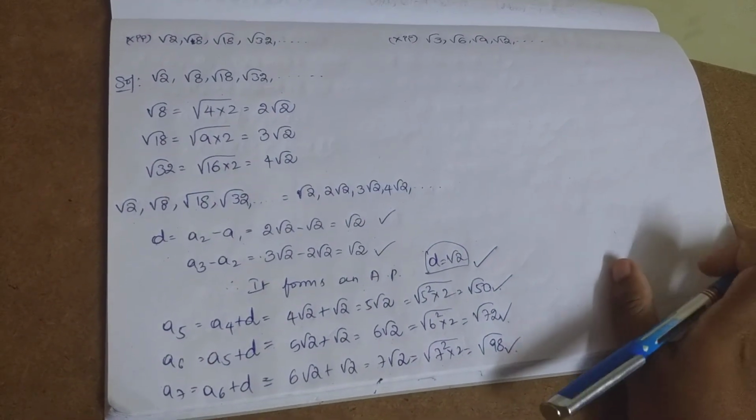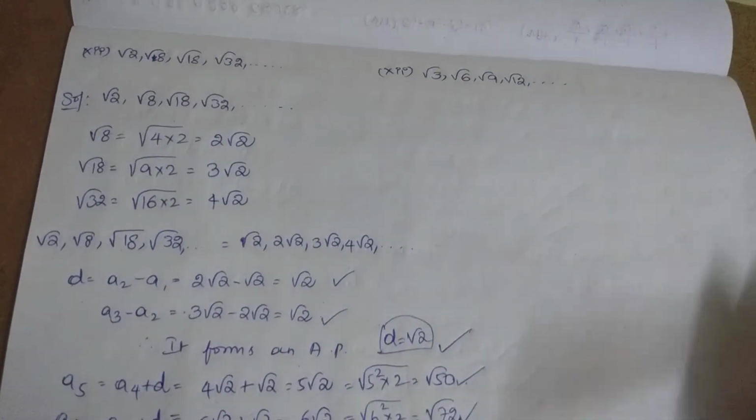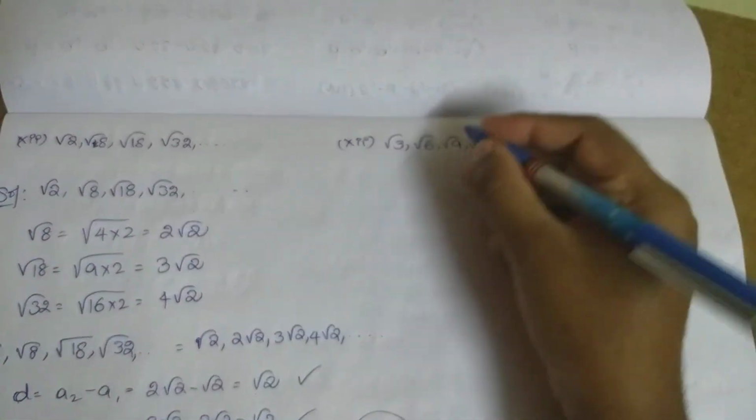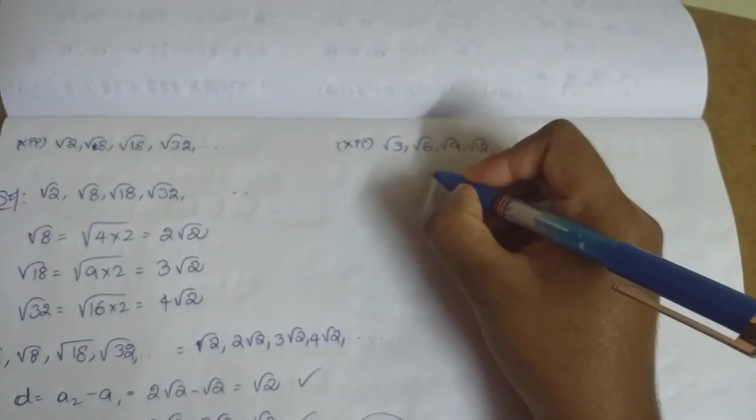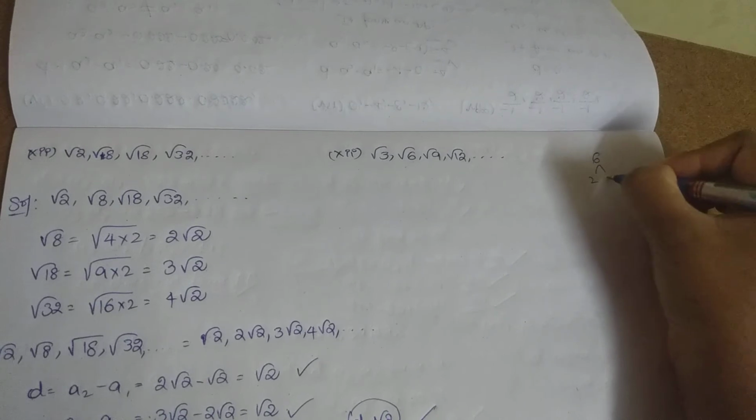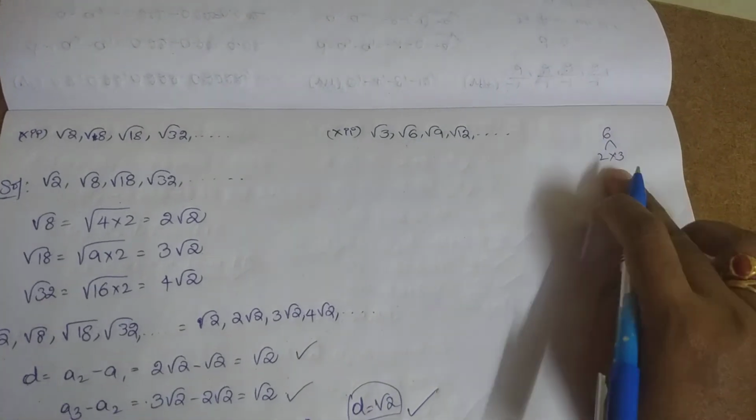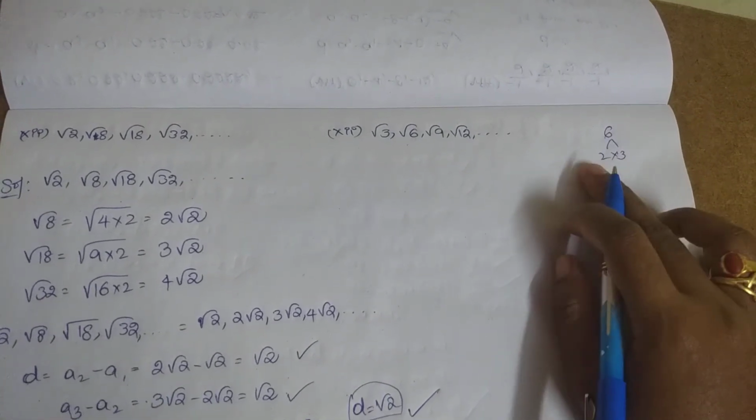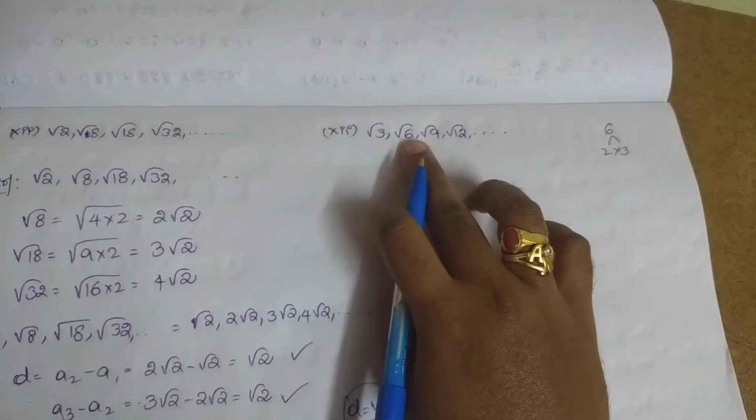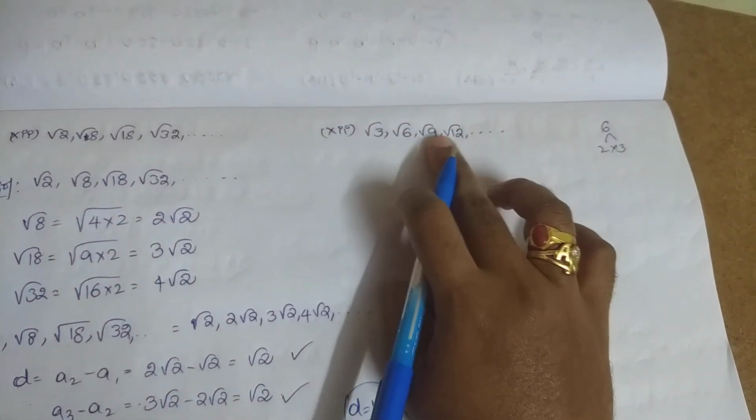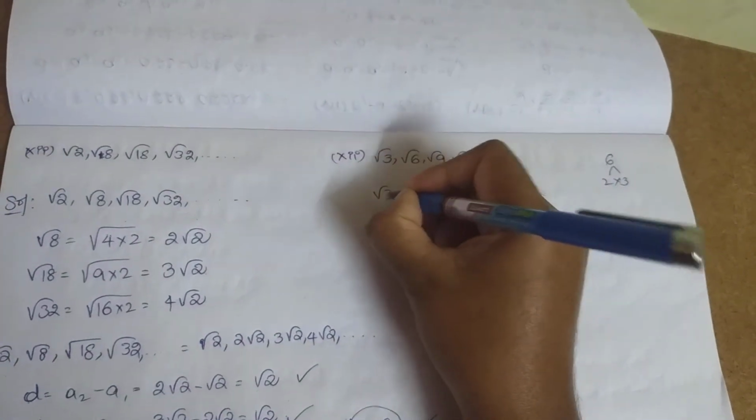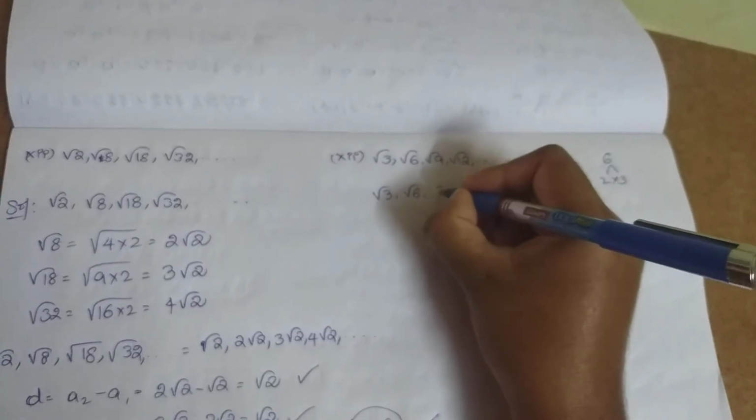The same way, let's find for sub-question 13. Here root 3 is a non-perfect square. Let's find for root 6. Root 6 factors can be written as 2 into 3, correct? These are the only factors for 6. Here 2 and 3 are both non-perfect squares, so root 6 you can leave like this. What is root 9? Root 9 is 3, correct? Root 3, root 6, and root 9 value is 3.